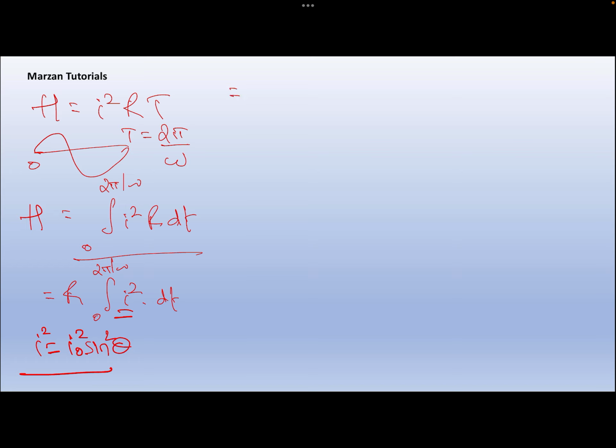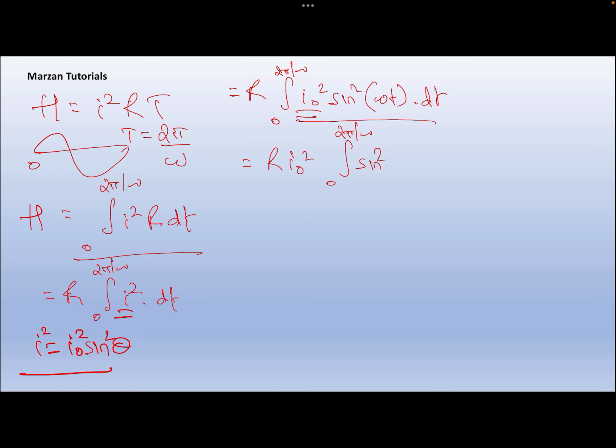This is equal to R integration of 0 to 2 pi by omega, I0 square sine square theta, where theta is omega t. So in place of theta I can write omega t, dt. Now again this solving is not given, but still I'm showing you so that you are able to understand how to solve this thing. This I0 square is also constant. This is equal to R into I0 square integration of 0 to 2 pi by omega sine square omega t dt.